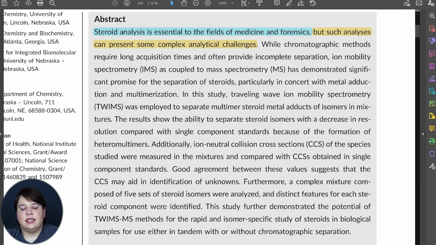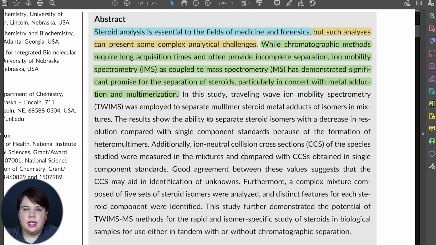My field in this case is steroid analysis. It's important for both the medicine and the forensics field. The second part of the sentence is talking about the problem that I'm attempting to solve. So steroid analyses can be really challenging and complex, and that's what I'm going to attempt to solve in this paper using iMobility.